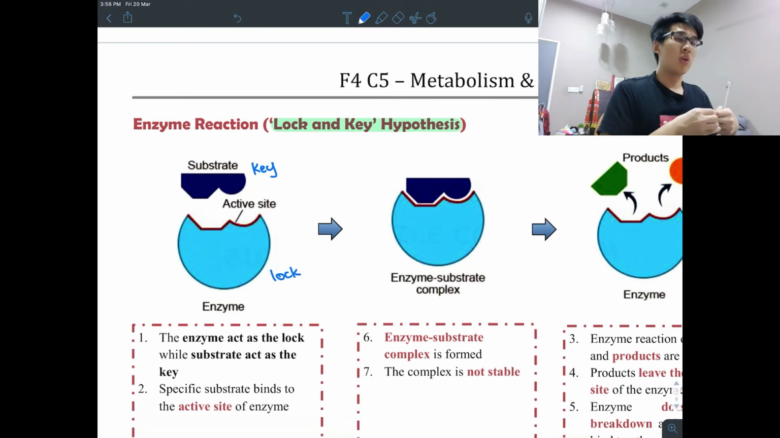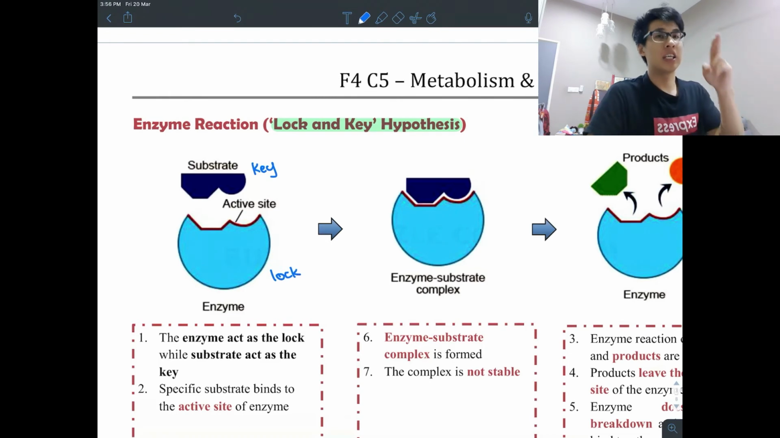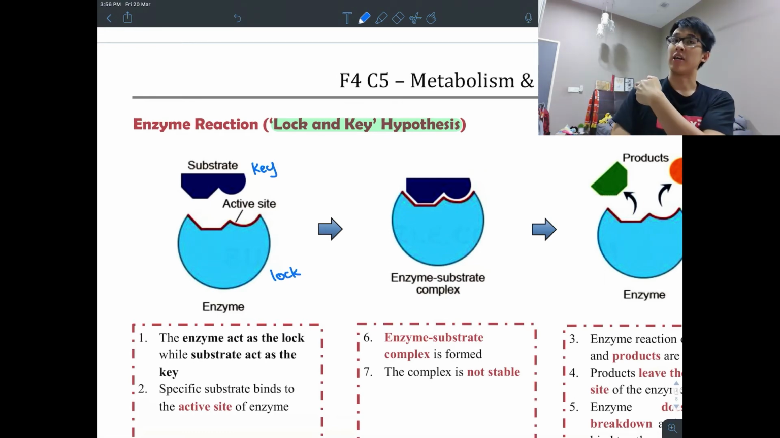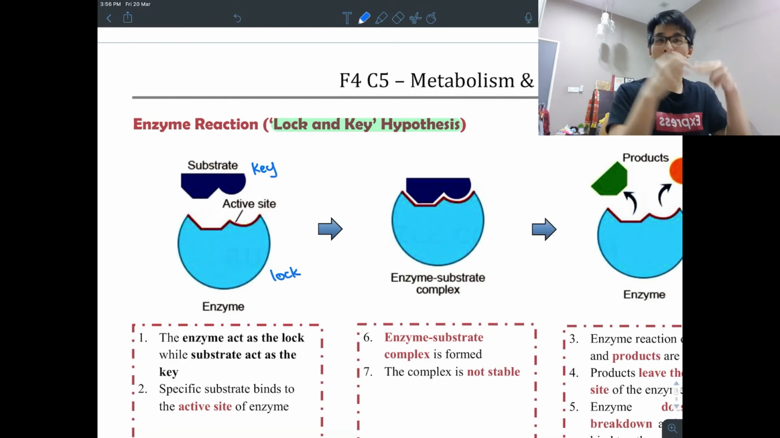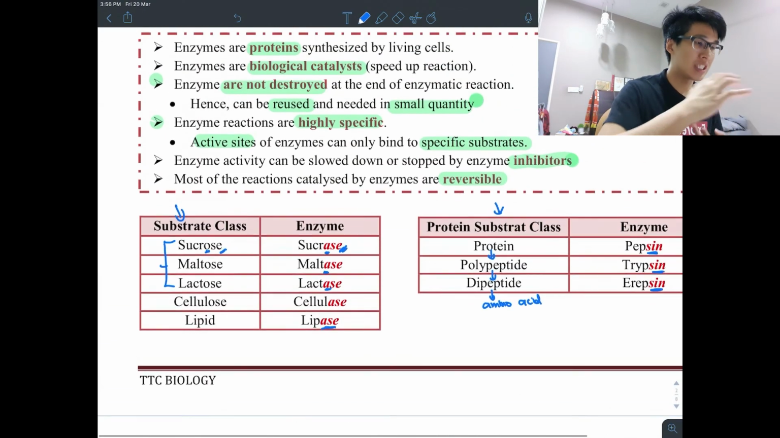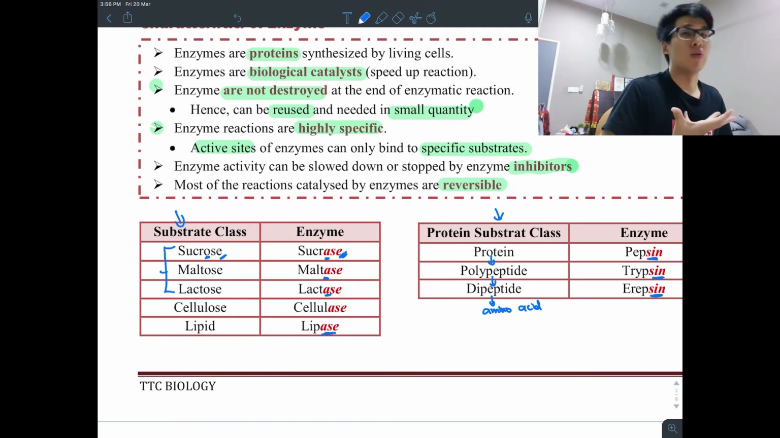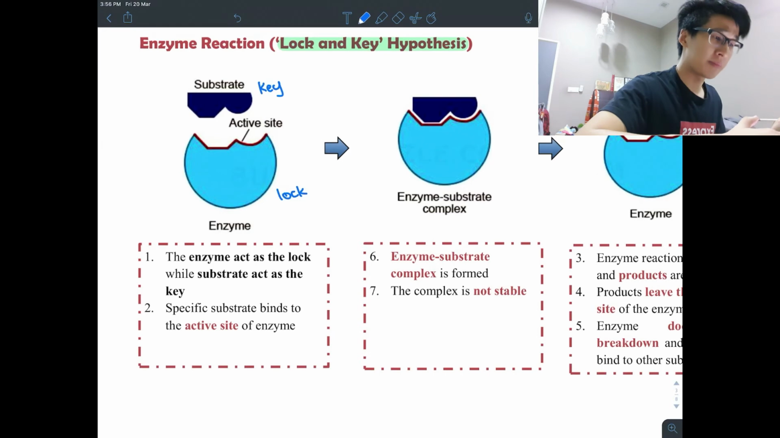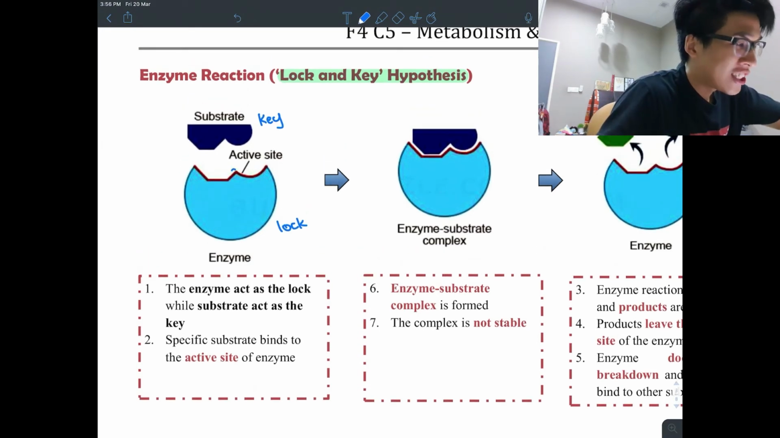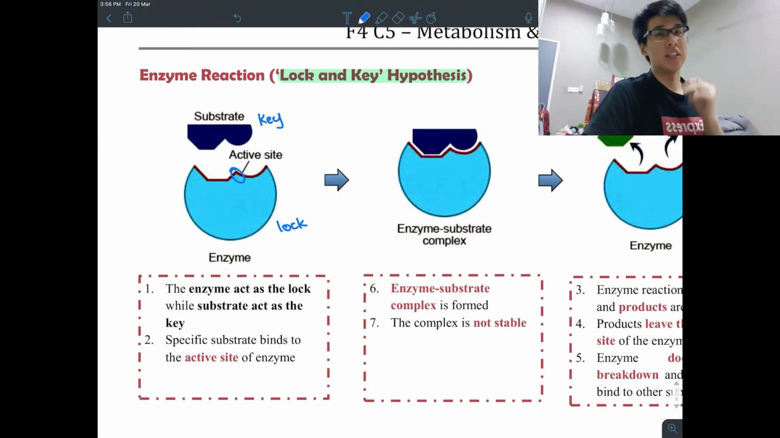Okay, so lock and key is actually very specific, just like the enzyme and substrate. What does that mean? It means that if I have a key that opens my door, the same key cannot open your house's door, because this key doesn't match the shape of your house's door, but only matches my door. Therefore, it can only open my door. Just like how sucrose can only bind with sucrase, and maltose can only bind with maltase. It's the same thing. Because of the shape of the active site, it is highly specific.